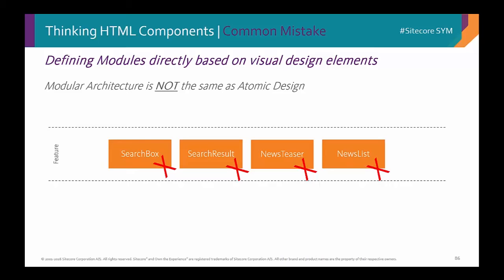It is what changes together that should stay together in a module. So the search box and the search result from a presentation viewpoint will most likely change together, because when the search implementation changes, both of these will change. So they should belong in a module together called search.